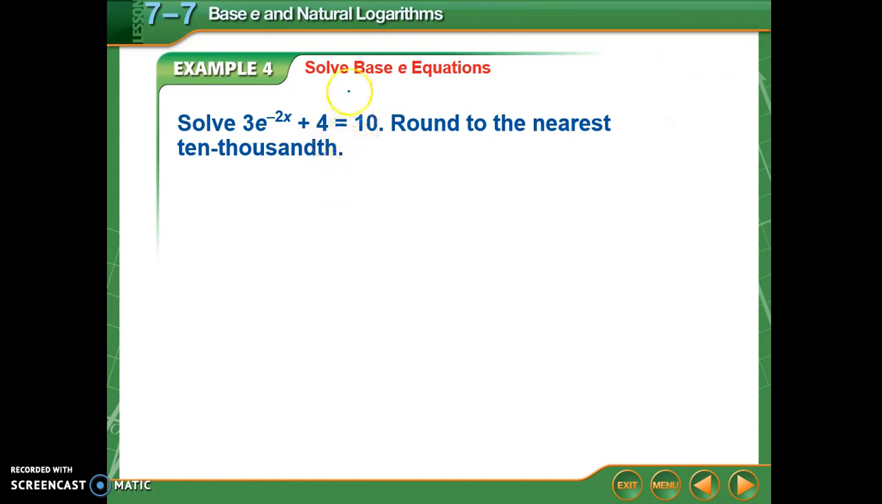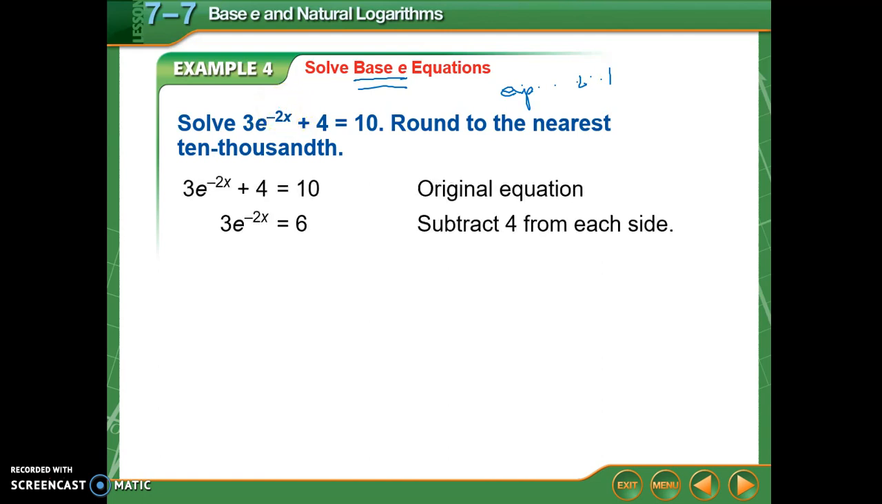All right, now we're going to be talking about solving equations with base e. So these equations are exponential. There's no logarithm in them, but they are exponential. We're going to solve 3 times e to the negative 2x, that's how I can tell it's an exponential equation, because the variable is in the exponent, plus 4 is equal to 10.